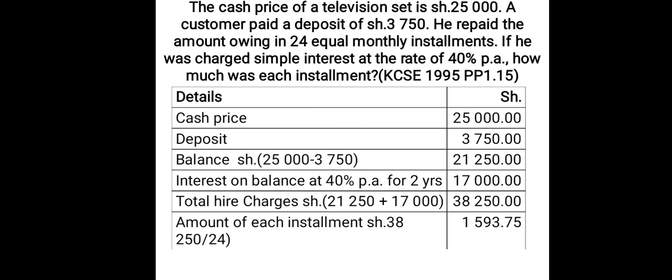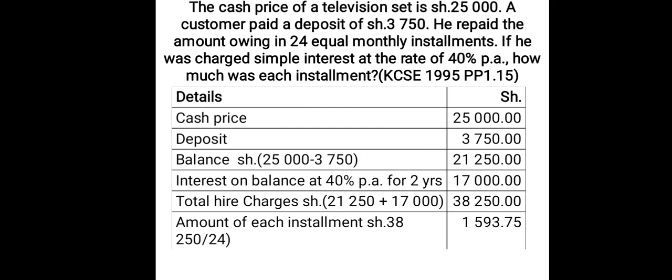Now, first, let's have the details. We have the cash price as 25,000 shillings, the deposit at 3,750 shillings. Now, the balance between the cash price and the deposit for hire purchase will be 21,250 shillings. Now, interest on the balance at 40% per annum for 2 years.